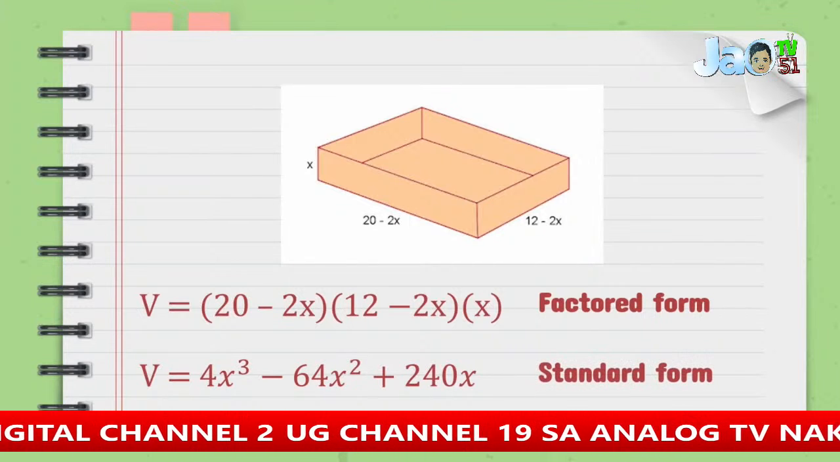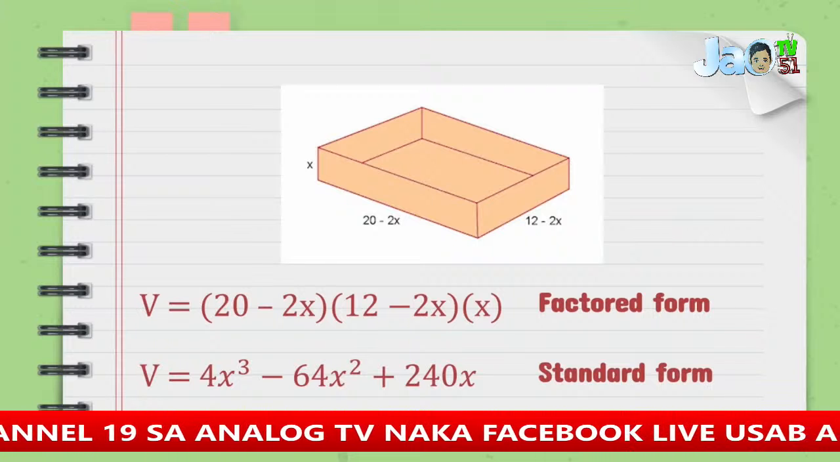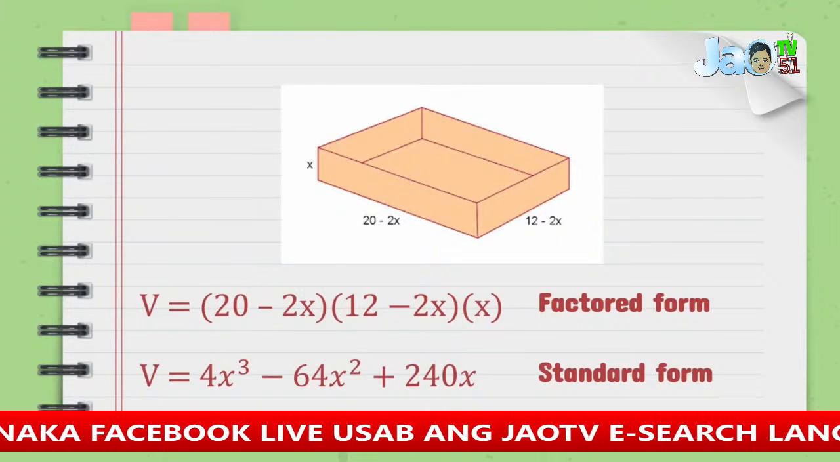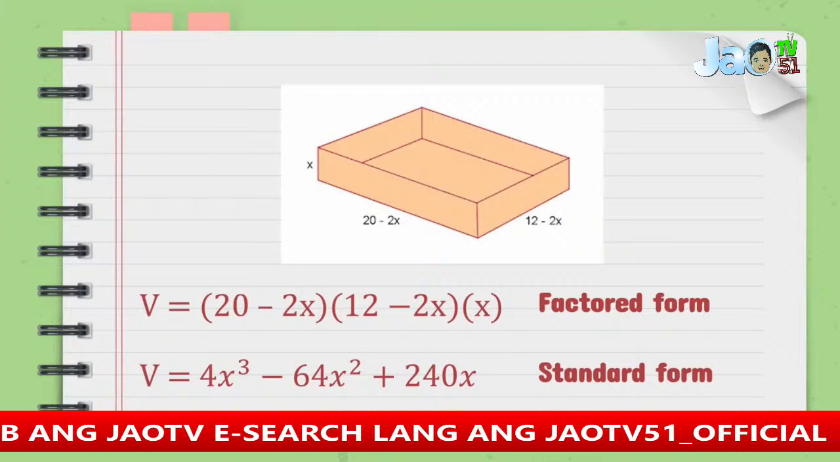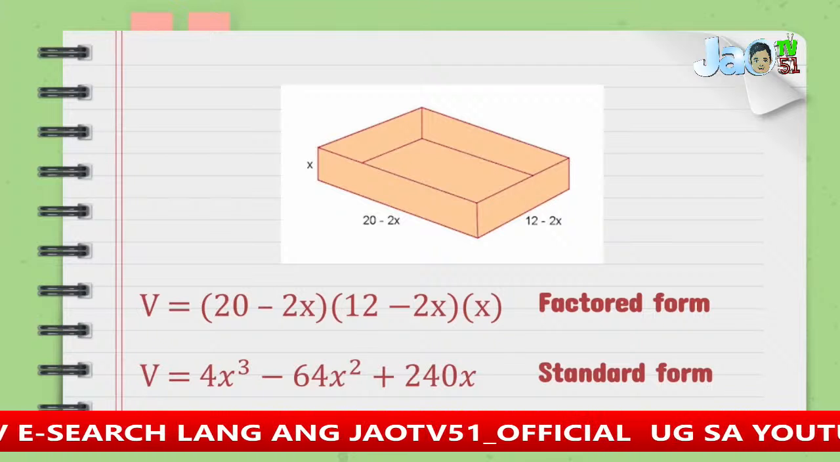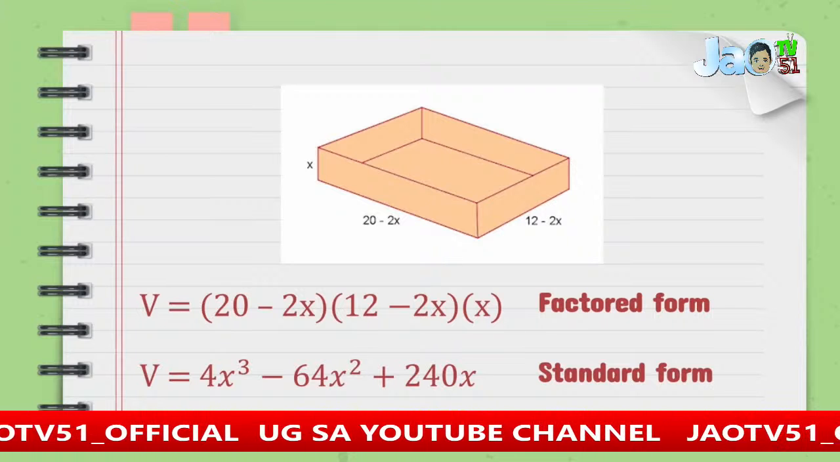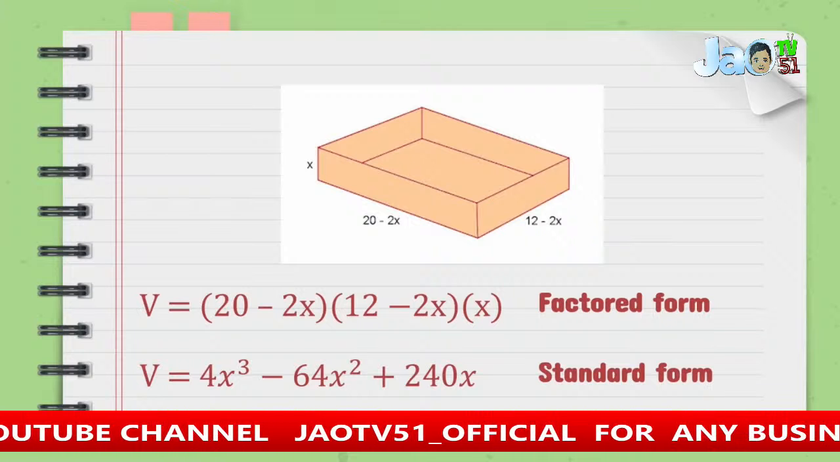You have learned in grade 9 that a function is written in standard form if the exponents of the variables are arranged in decreasing order. Like this function, the exponents are 3, 2, 1, and they are arranged from biggest value to smallest value.